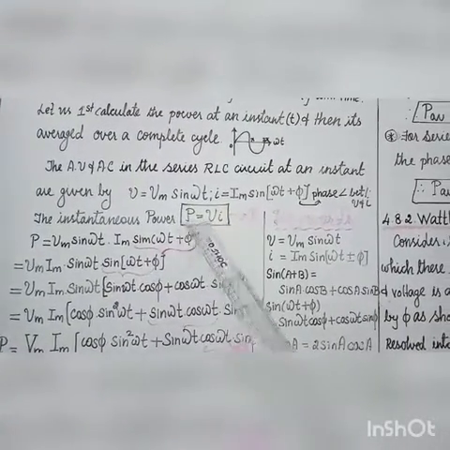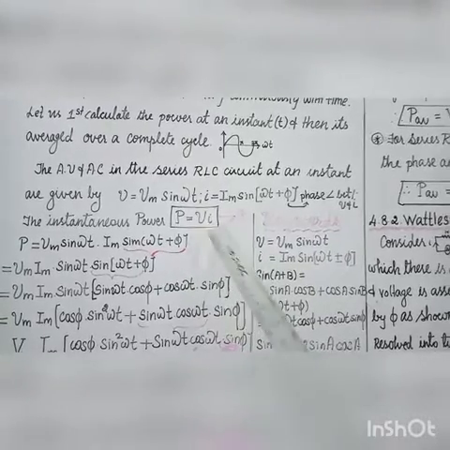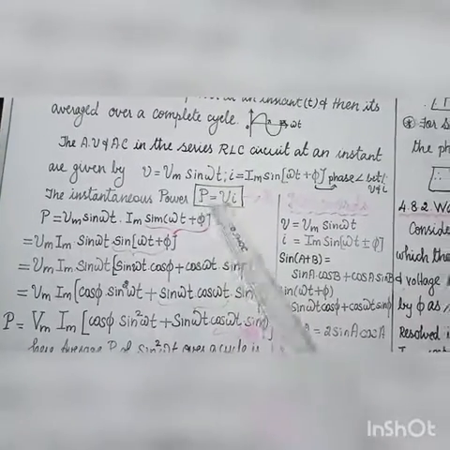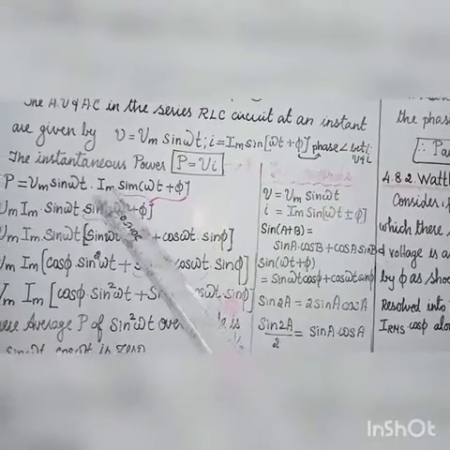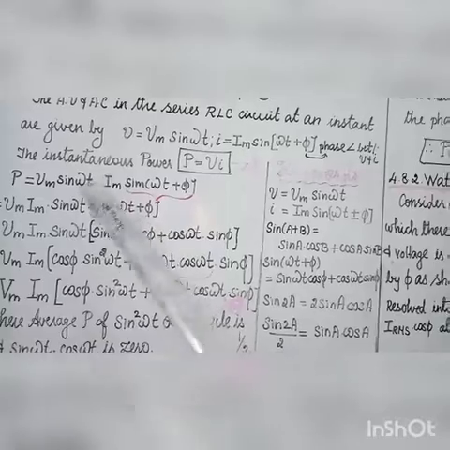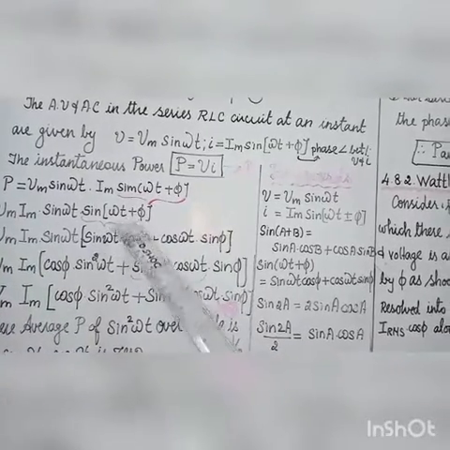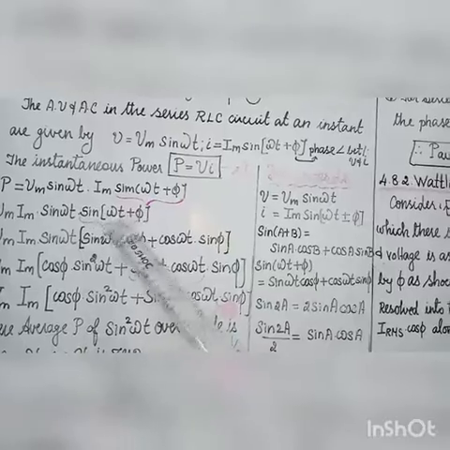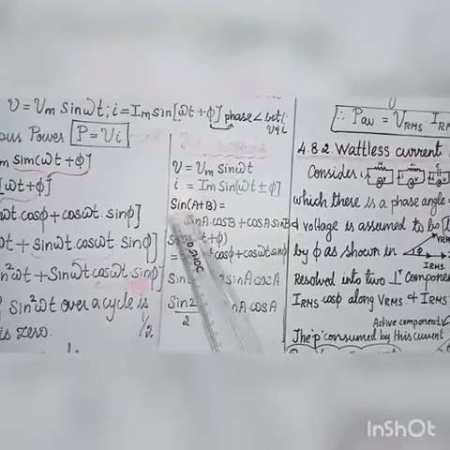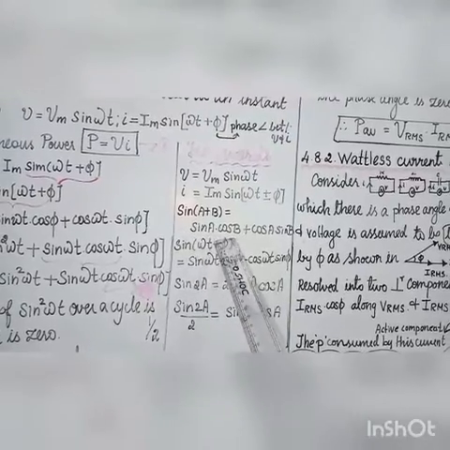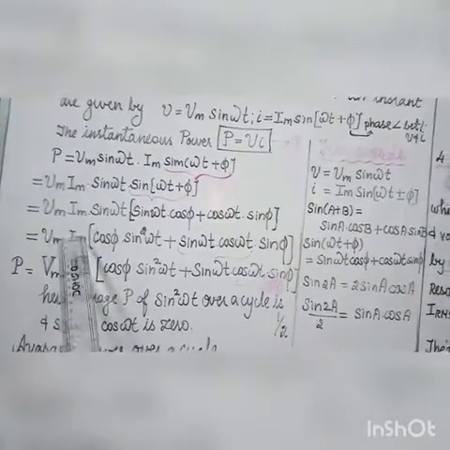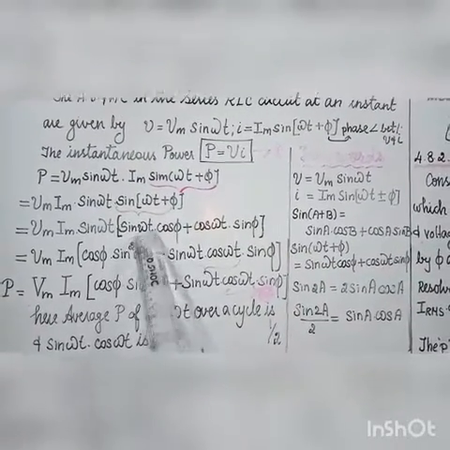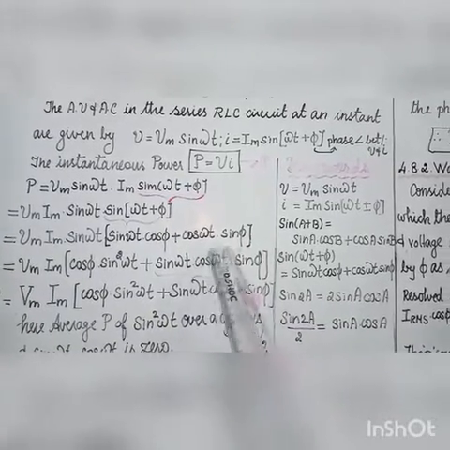Instantaneous power P is equal to V into I. Substituting the values of V and I, P is equal to Vm sin omega t times Im sin(omega t plus phi). Now Im comes to the front side: Vm Im sin omega t sin(omega t plus phi). This has the term sin(A plus B), and the formula is sin(A plus B) is equal to sin A cos B plus cos A sin B. Substituting for sin(omega t plus phi): Vm Im sin omega t (cos phi sin omega t plus cos omega t sin phi).